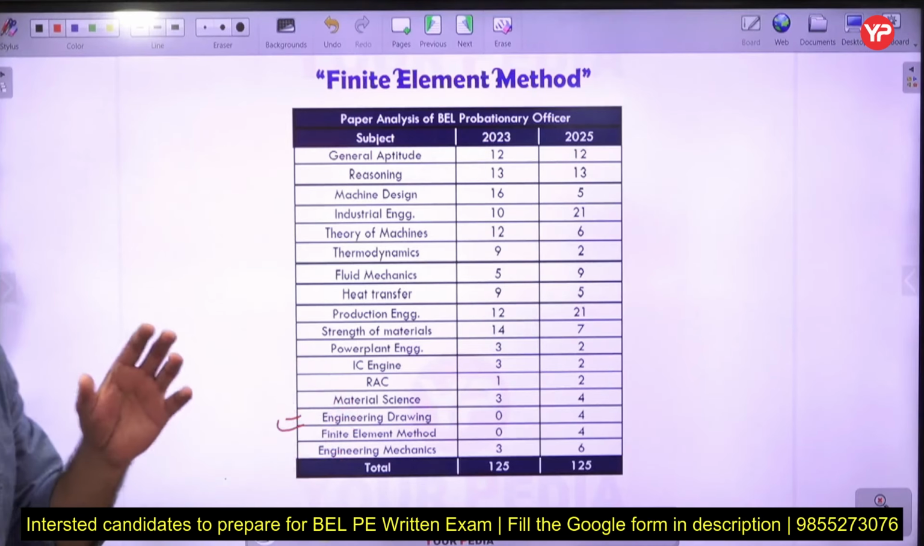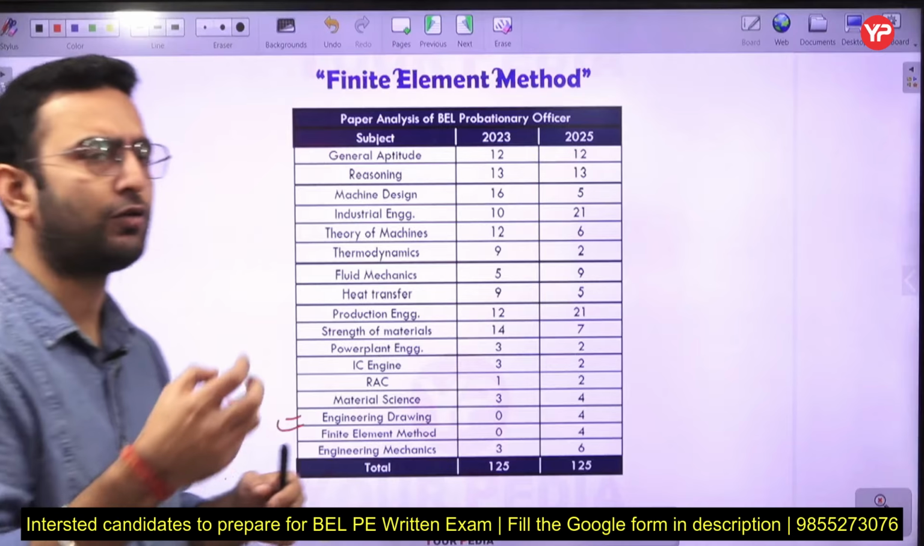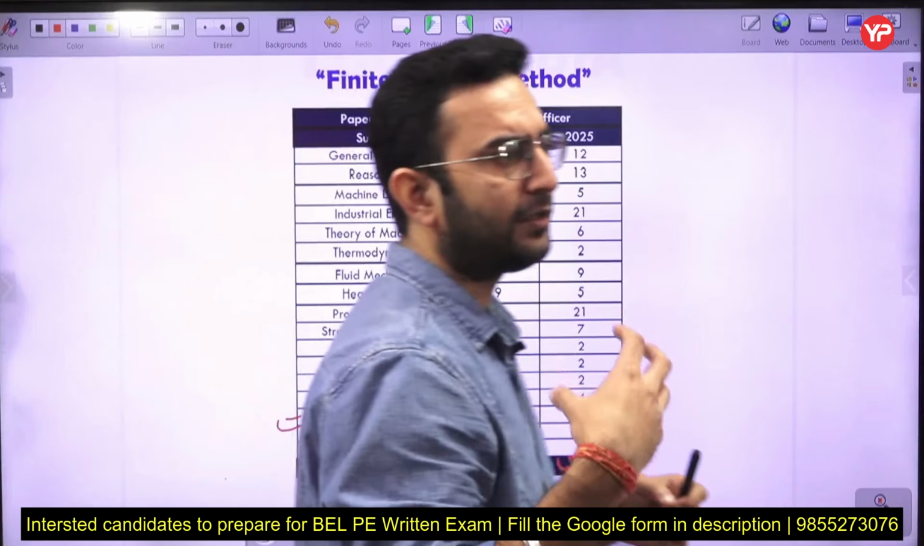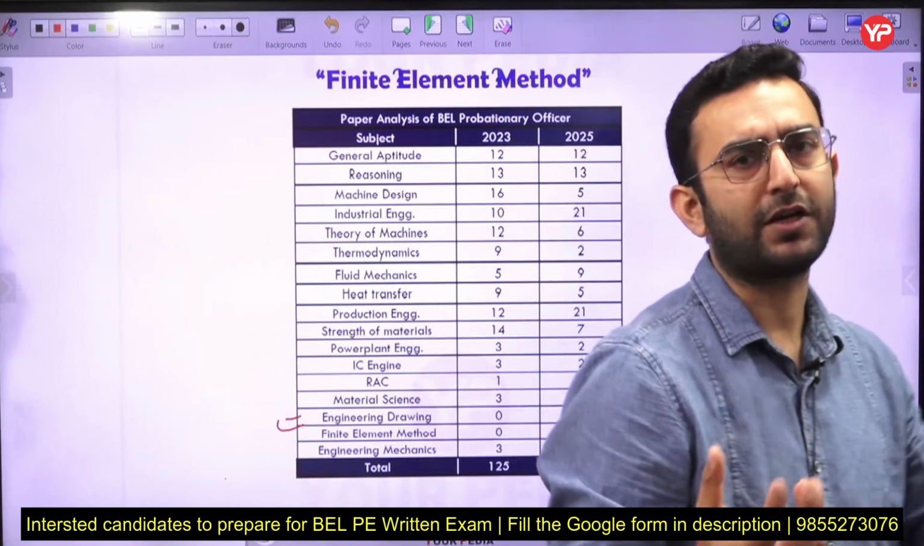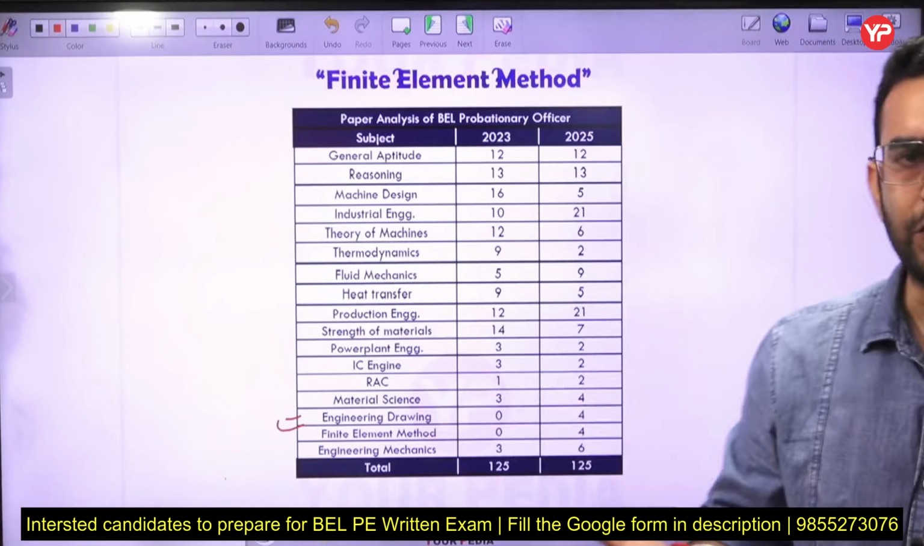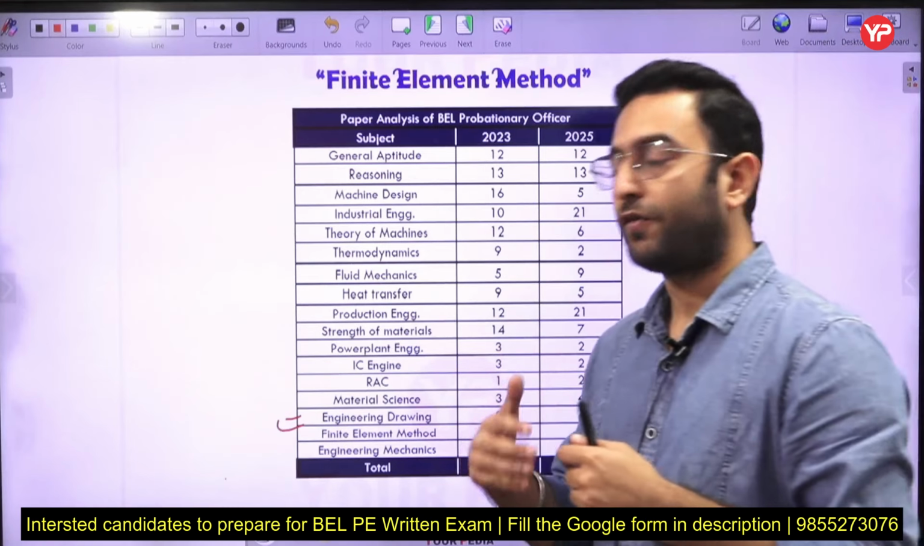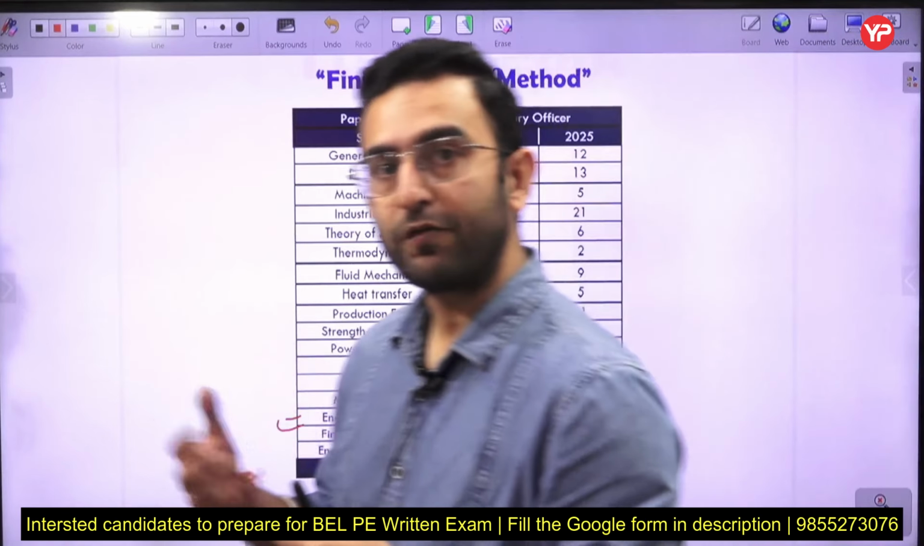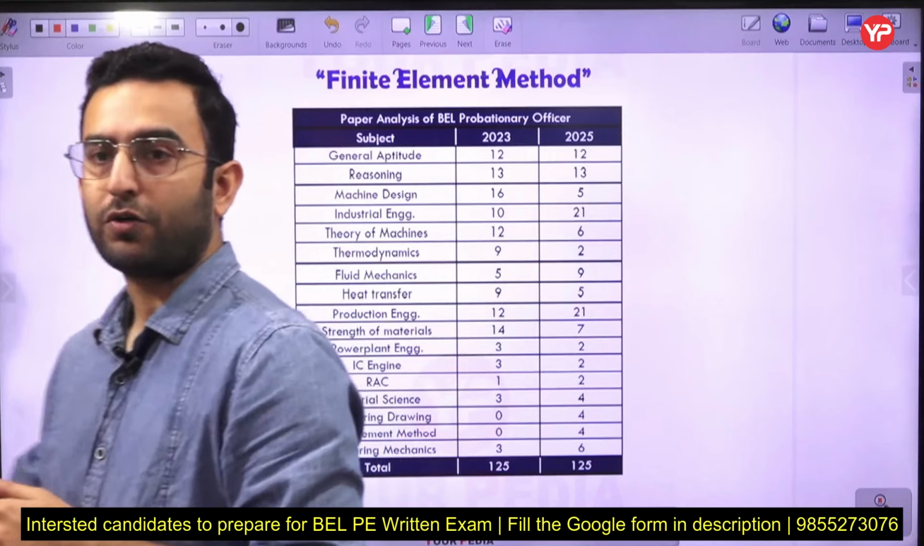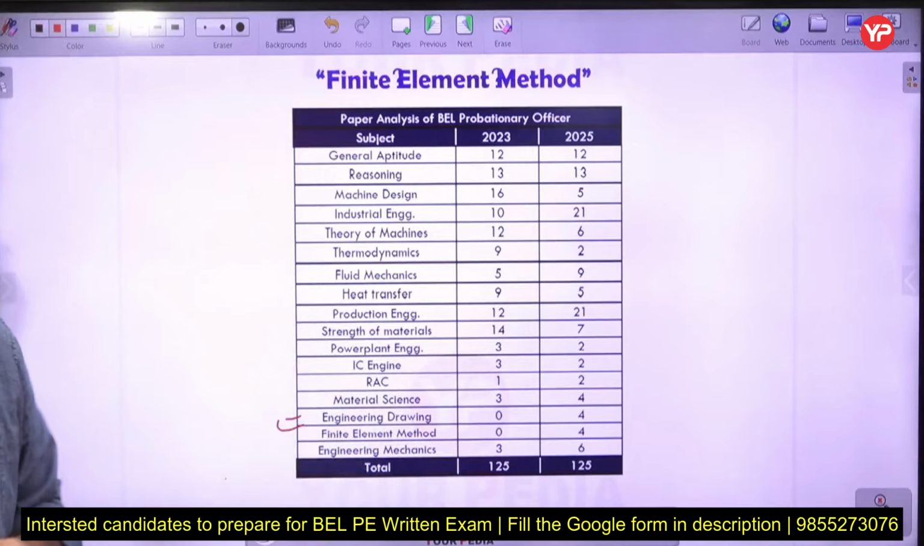Generally they ask you questions related to one-dimensional problems. They ask you questions related to elements, like which type of elements we use, and what is the use of FEM, why we prefer FEM to analyze all the structural problems. This type of questions are normally asked from this particular subject.